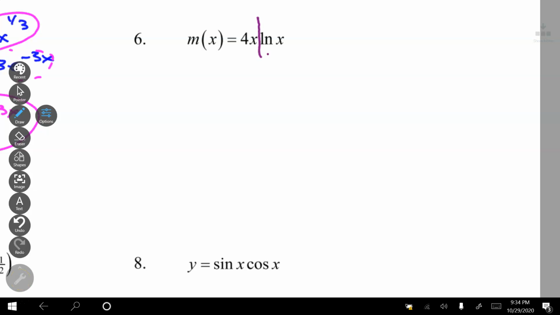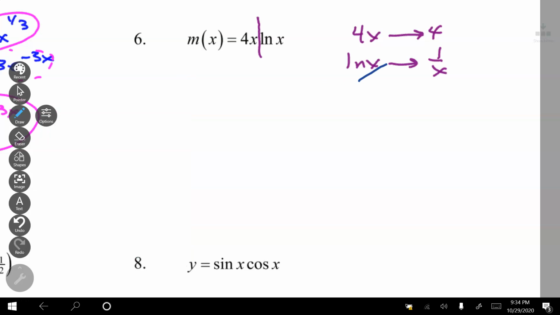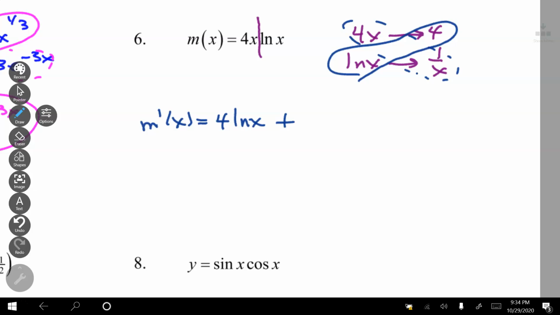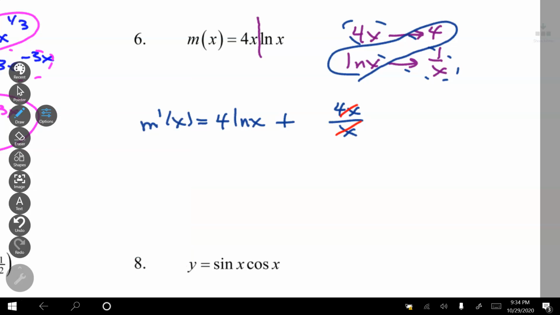Okay, maybe a little bit easier one. 4x derivative is just 4. ln of x derivative is just 1 over x. And I can crisscross these guys. I'll do this guy first. M prime of x is equal to 4 ln of x. Plus, I'll do this guy later. I get 4x over x. And I realize that something's cleaned up. I get m prime of x is equal to 4 natural log of x plus 4.